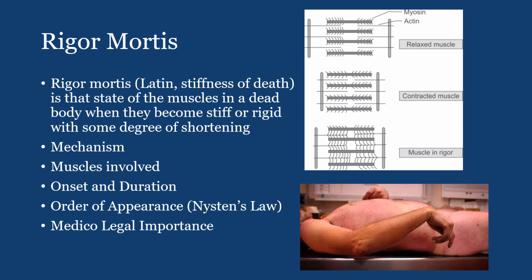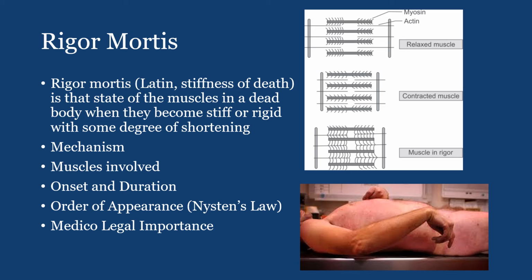Rigor mortis, also known as stiffness of death, is the state of the muscles in a dead body when they become stiff or rigid with some degree of shortening. The phase of primary relaxation of muscles continues for about 1 hour. First the muscles will be relaxed, as you see in the first image, and about 1 hour after that the stiffening and rigidity of the muscles will increase. This indicates that the molecular death of the body has started. Till that time the muscles are still active, but after about 1 hour the cellular level muscles will also die.